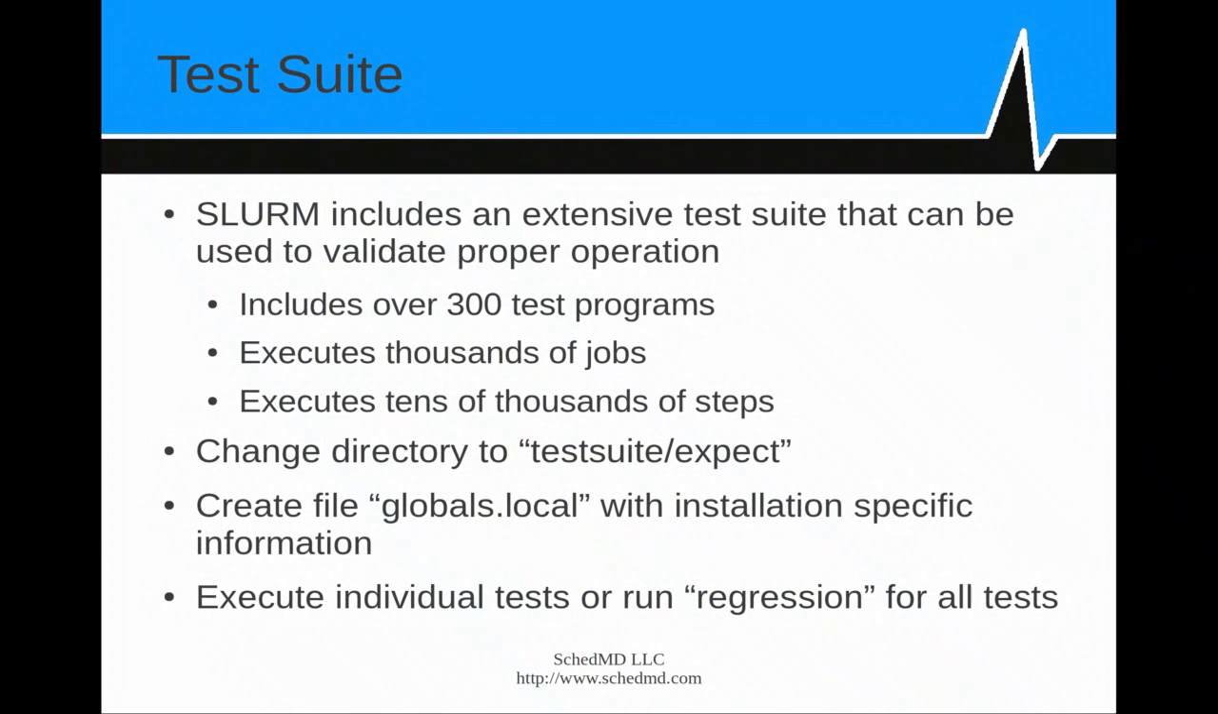Slurm includes an extensive test suite that can be used to validate its proper operation. It includes, at last count, 316 test programs. It runs thousands of jobs, tens of thousands of job steps. Go to the directory testsuite/expect, create a file called globals.local with installation specific information like where your build directory is and where it's installed, and you can either execute the individual tests or run a script in there called regression that will execute every one of those tests.